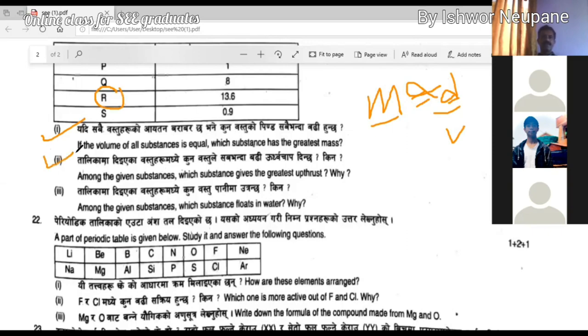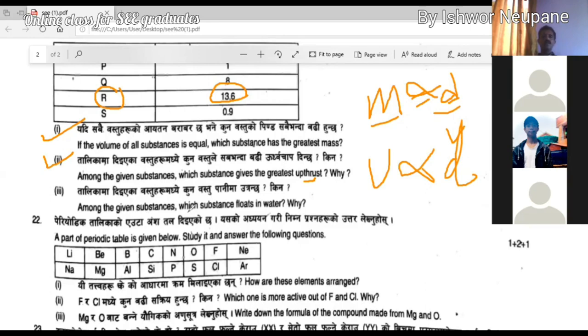Second question, among the given substances, which substance gives the greatest upthrust? What is the relation between upthrust and density? Directly proportional. So more density, more upthrust. Substance R gives more upthrust because density and upthrust are directly proportional to each other.